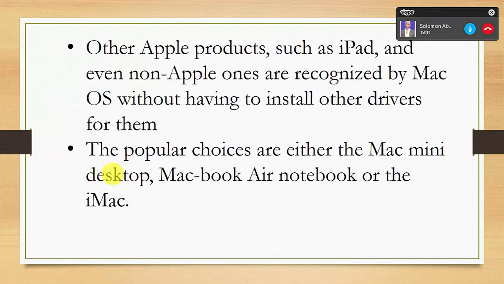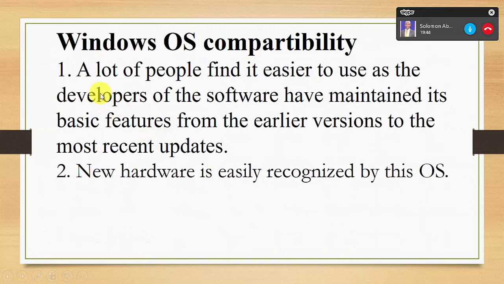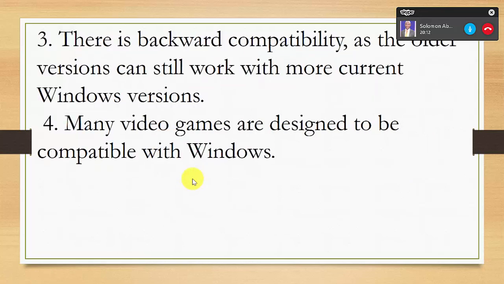I move over to my slide 12. Here we have Windows operating system compatibility. A lot of people find it easy to use Windows because the developers of the software have maintained a basic feature from earlier versions. That's what we are talking about, compatibility: the new version being able to adapt with the older version, and the new hardware being easily recognized by the new operating system. I will not tell you so much.